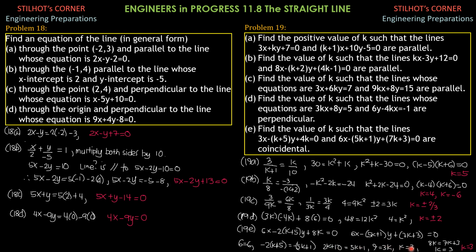And for the constant, this should also be k. So 8k equals 7k plus 3. Solving for k, k is 3. So k is indeed 3. So that's it for this video.